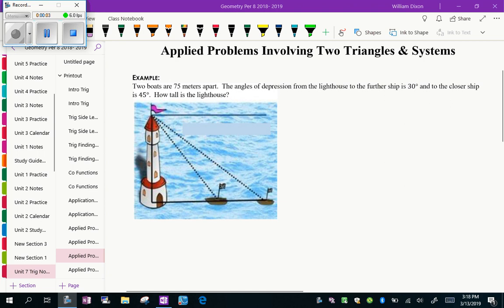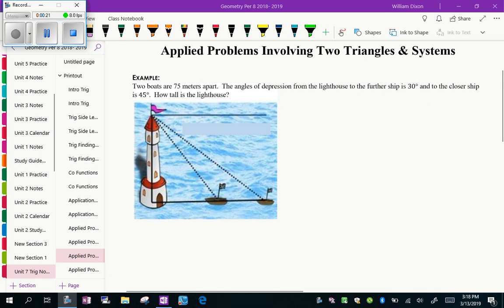So in today's video, we're going to take a look at some applied problems involving two triangles in systems. I spoke a little bit about this in class in terms of systems of equations and how to solve them, to try and get you set up for tonight's work. So let's look at example number 1.